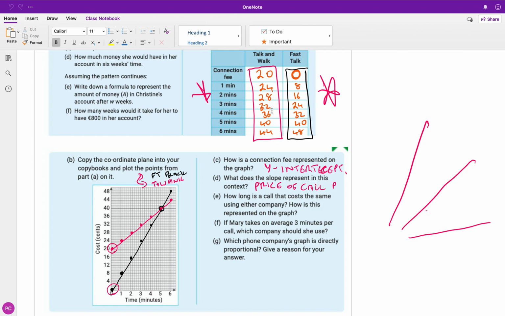The price of the call every minute. The price of the call for Fast Talk is much more expensive. It's twice as expensive, 8 cent, as opposed to 4 cent for the T&W Talk and Walk.